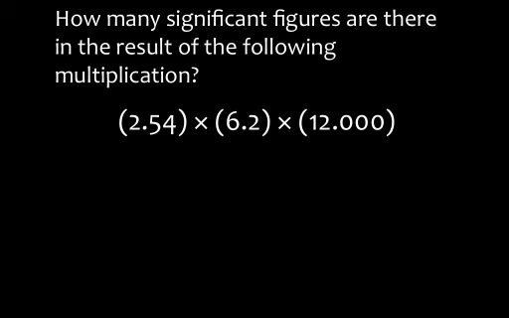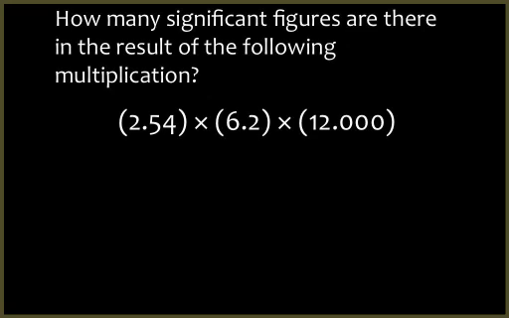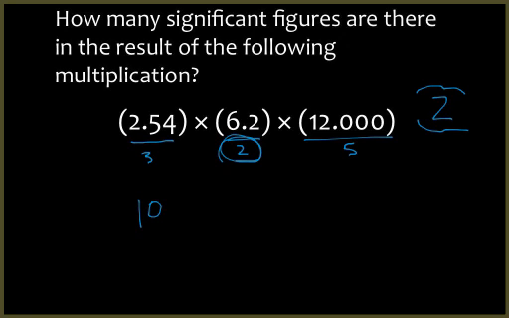Okay, my last example here is another multiplication division problem. So this one, how many sig figs are there in the result of the following multiplication? So if I'm multiplying, I have 3 sig figs here, I have 2 here, I have 5 here. So since I'm multiplying, I round to the lowest number of sig figs, which would be 2. So I'm going to round this answer to 2 sig figs. So if I go ahead and do this calculation, I end up with 188.976. So if I'm going to round this to 2 sig figs, I have to round it to this place here, so I would round this to 190.